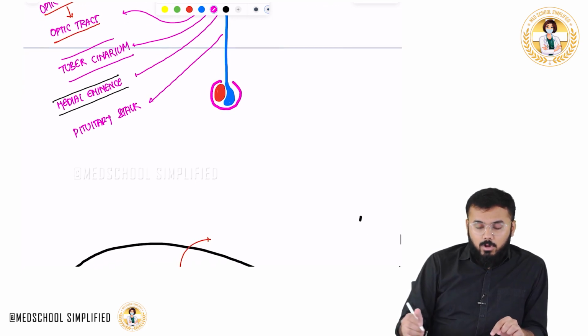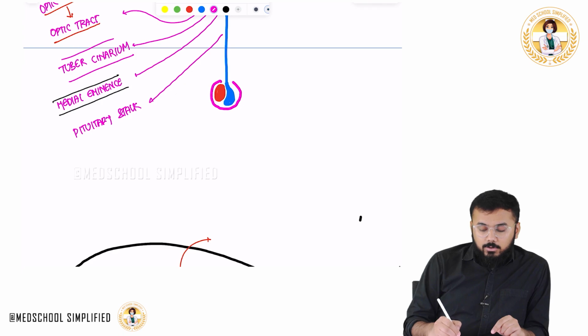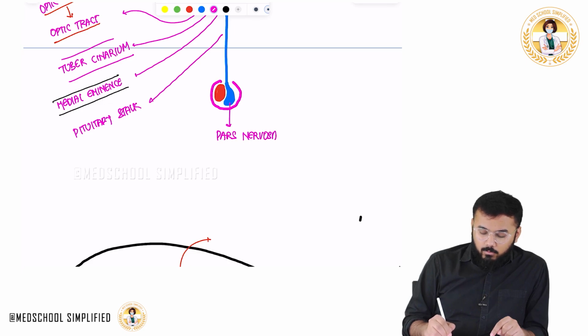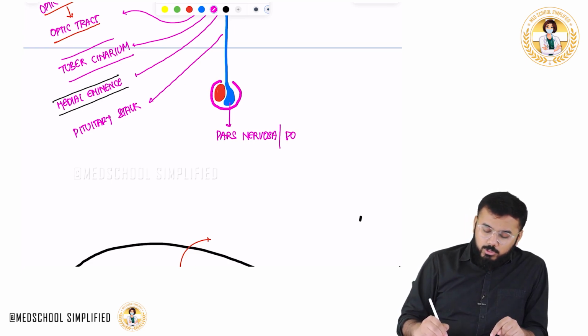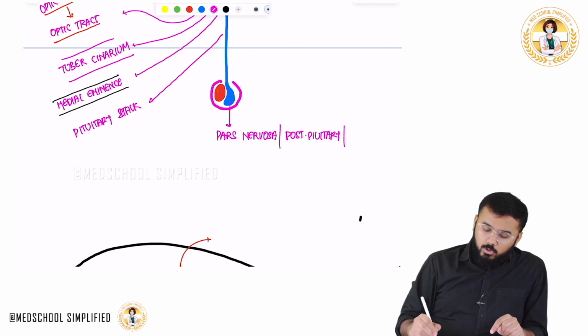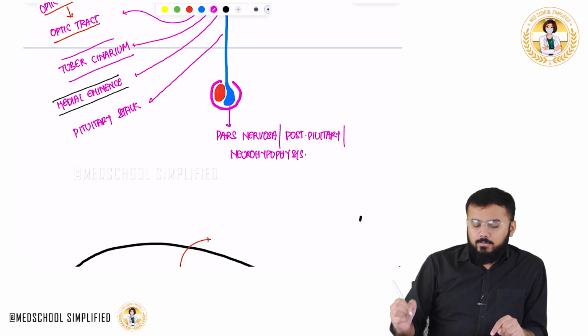Now can I say that the pituitary stalk is in continuation with this blue colored structure? Do you know what this blue colored structure is called by name? This is called the pars nervosa. Do you know the other name for this pars nervosa? This is called the posterior pituitary. Do you know the other name for the posterior pituitary? Neurohypophysis. The other name for the posterior pituitary is the neurohypophysis, right?